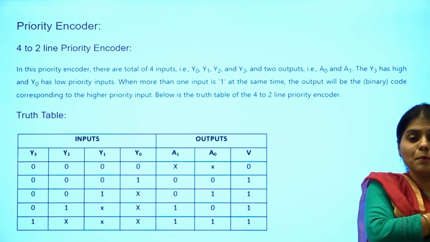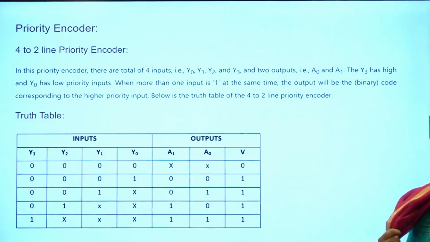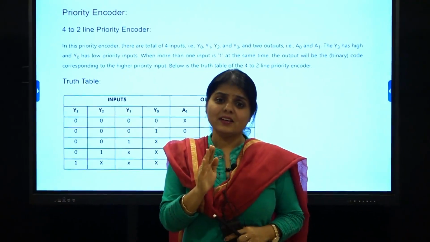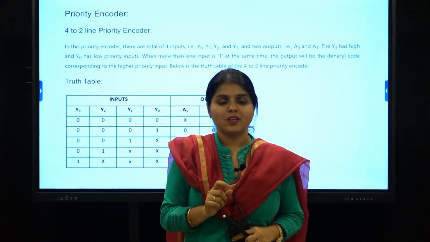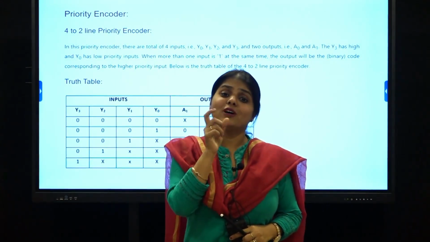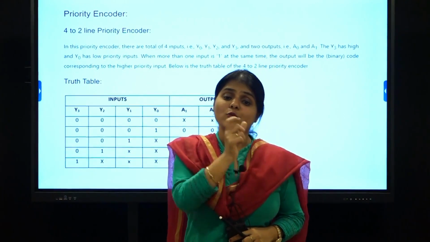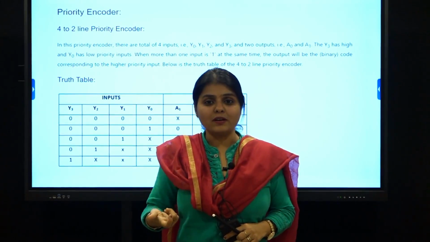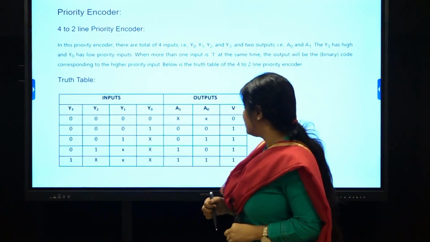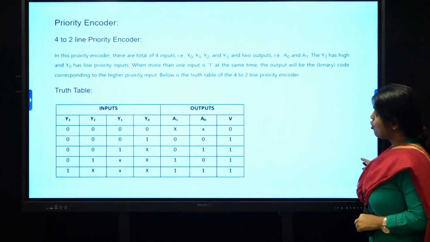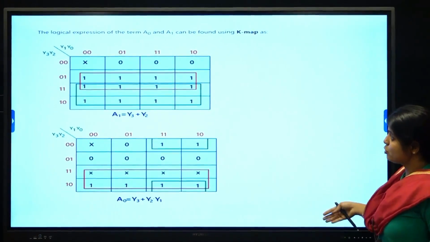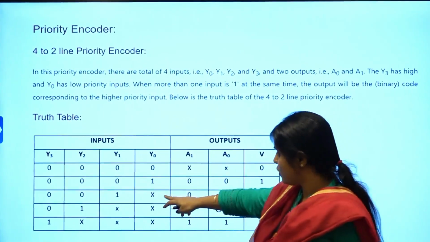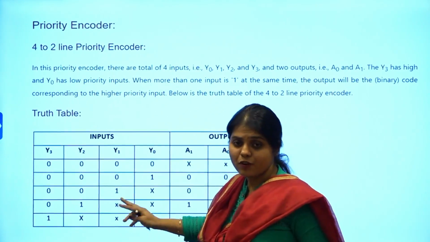This is called your priority encoder. Here the priority encoder says, if you have Y0, Y1 as high, the output would be of Y1. If you have Y0, Y1, Y2 as high, the priority would be given to Y2, and the output would be of Y2. If you have all 4 ones, the output would be 1, 1, because the priority will be given to Y3. So, this is the truth table of the priority encoder. We have multiple different cases, right? When you have this 1 and 1 combination, we have multiple cases.